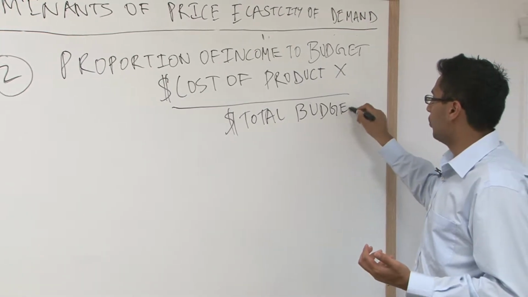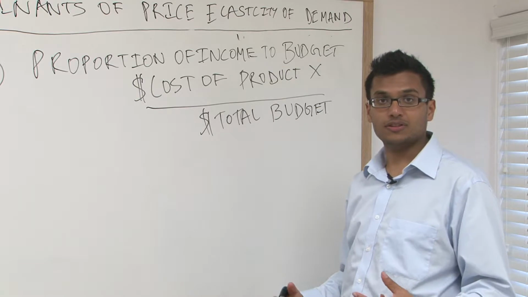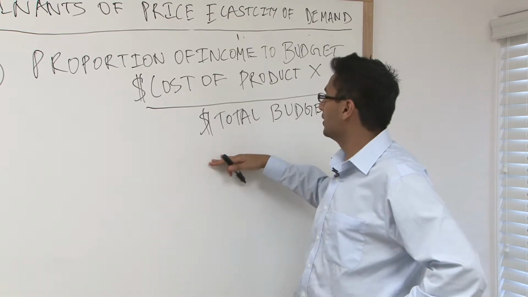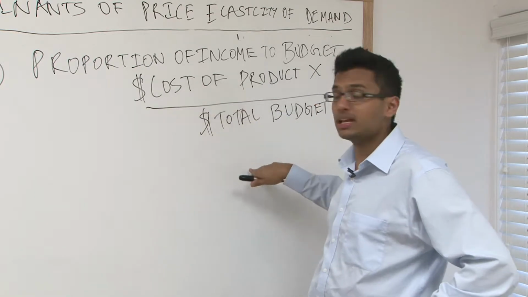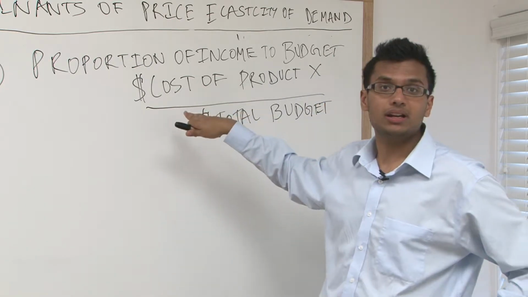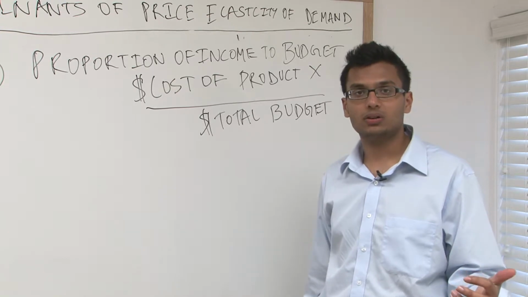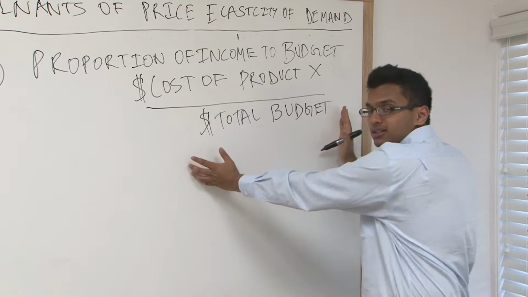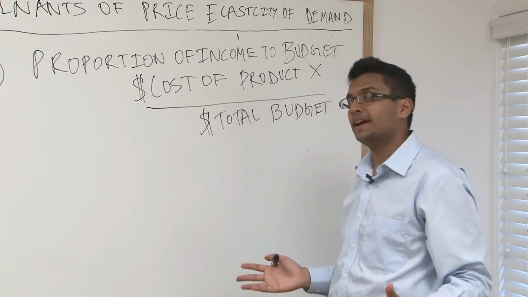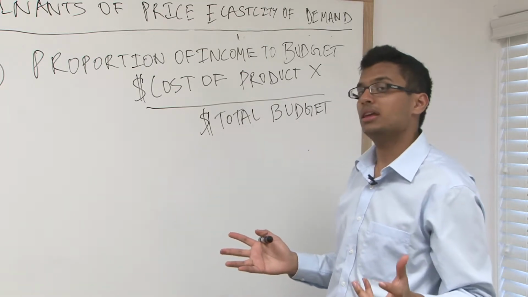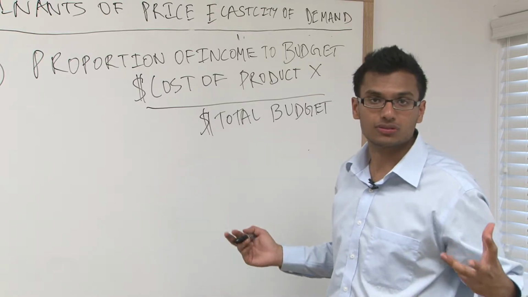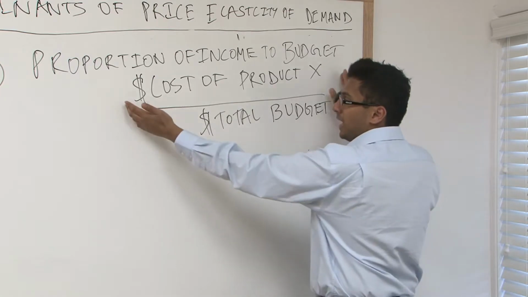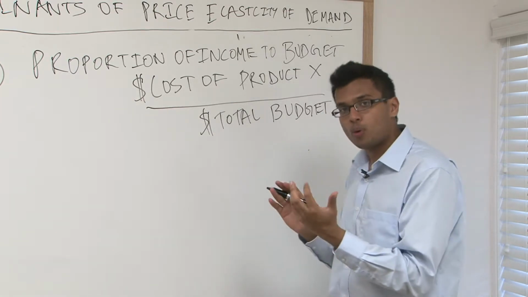So why is this important in deciding the elasticity of demand? Based on your total budget, you can afford product X or not. Take a thing like diamonds. Diamonds are extremely expensive, so the cost of product X will be very high in relation to your budget. But take an example like pencils. Pencils are relatively cheap, so compared to your budget, pencils take a smaller portion.